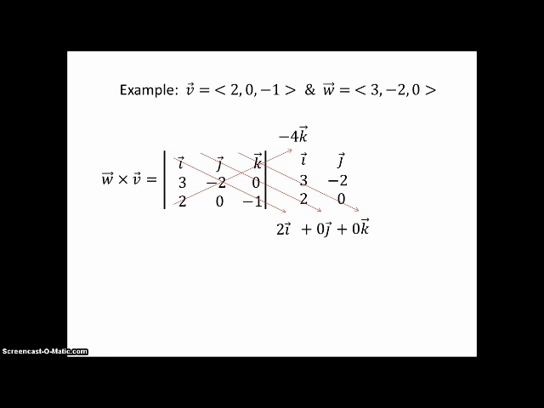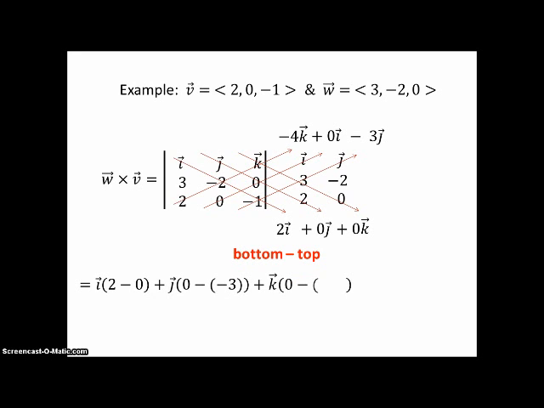I won't belabor that. And there we have the top and the bottom. So again, you take the bottom minus the top. So for example, for i we've got 2 minus 0, and for j we've got 0 minus negative 3, and so on. And this should look familiar. It's exactly the same as the previous slide, except for the minus signs. So it turns out that w cross v is the opposite of v cross w. And you can prove this with the formula or with the components, but it's just tedious, so we won't be proving these things.